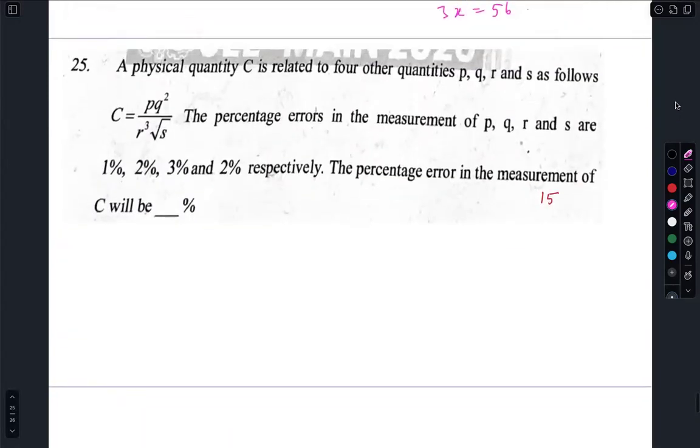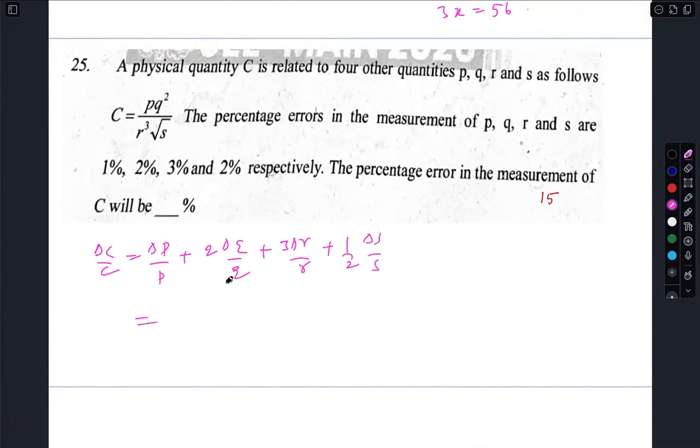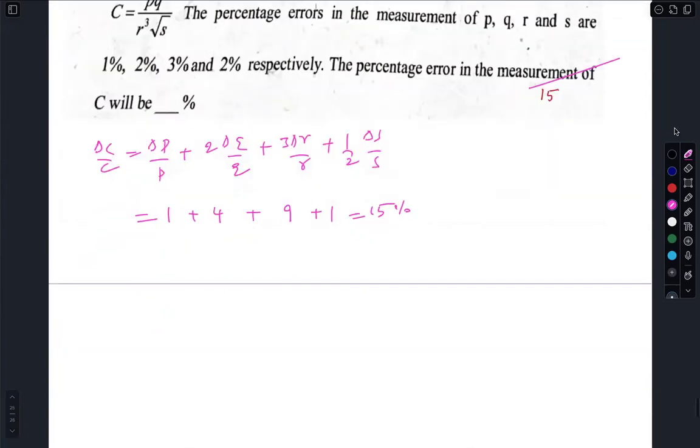Next, 25. Here, physical quantity C is related to 4 other quantities P, Q, R, and S. Here, delta C by C is delta P by P, 2 delta Q by Q, 3 delta R by R, half delta S by S. Delta P by P, they have given 1%, 4%, 9%, 1%, 15%. Correct. So my numericals are done.